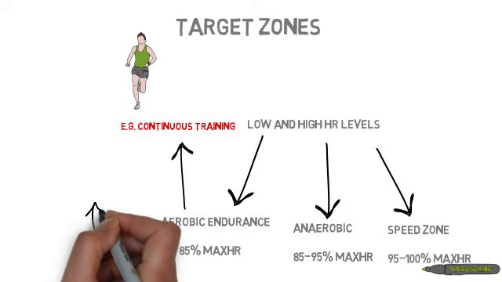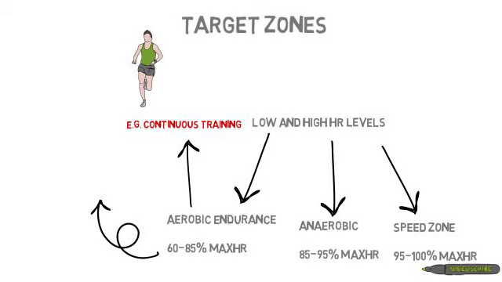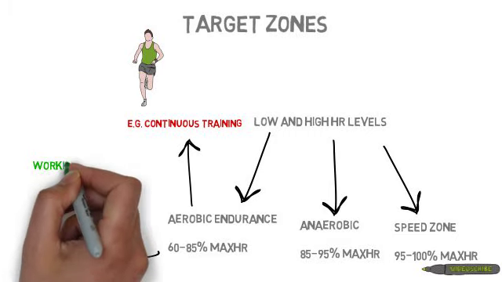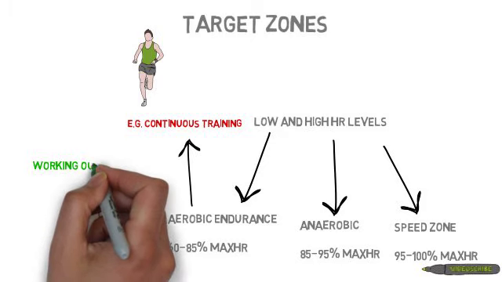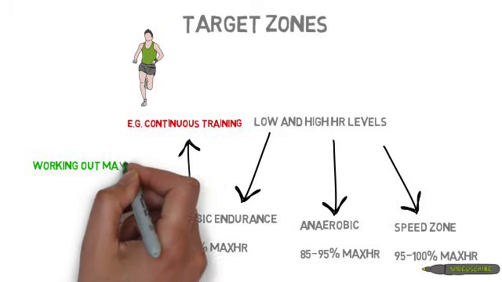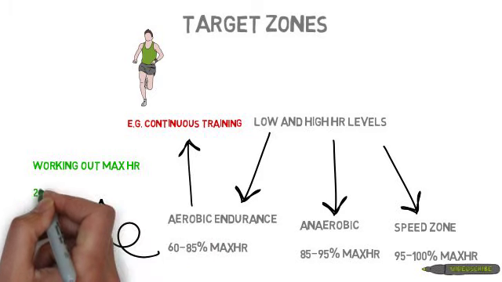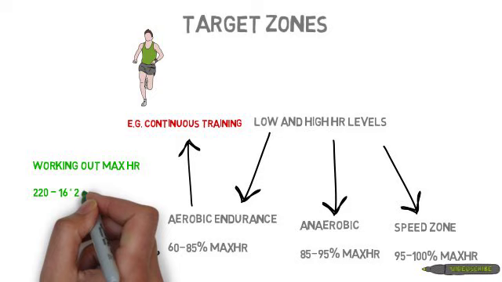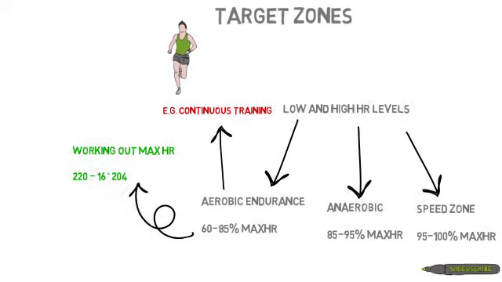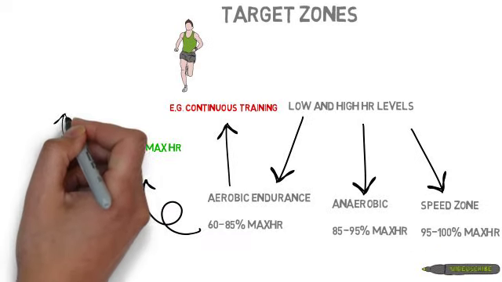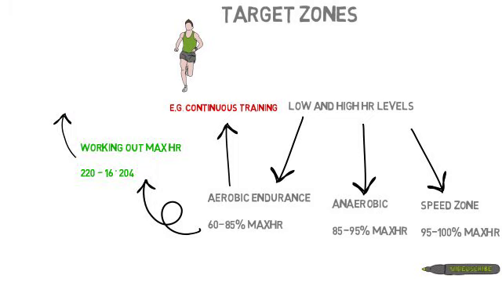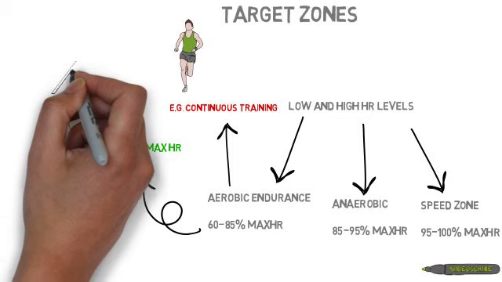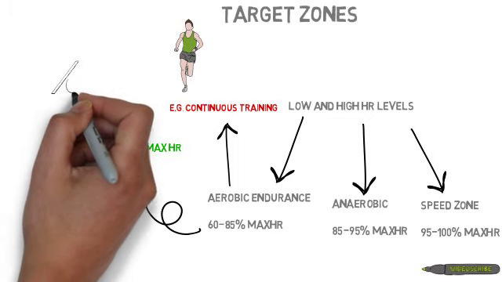For exercise training zones to be worked out, you first need to know what your maximum heart rate is. The easiest way to do this is by subtracting your age from 220. This will give you an approximate maximum heart rate. For example, a 16-year-old's max heart rate would be 204 because 220 take away 16 is 204. From here you need to work out the required percent of your max heart rate to ensure that you are training in the correct zone.